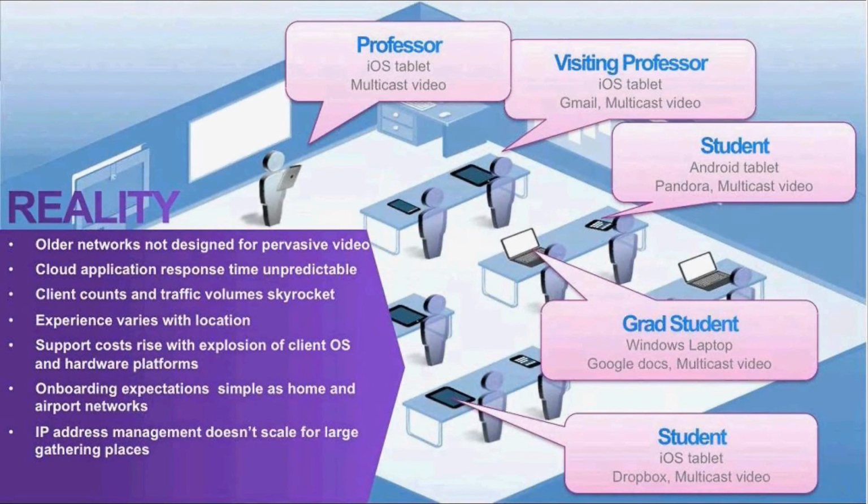Also, in reality, the wireless experience varies by the location that you are in. If you're in a classroom which has just 5 students, versus a classroom where you have 25 students connected to a single access point, the user experience can be very different. And that's the reason you need to control the applications that are running on your network.